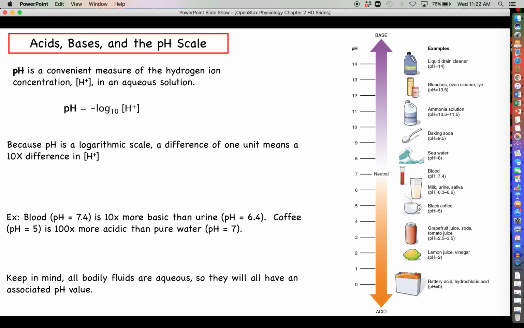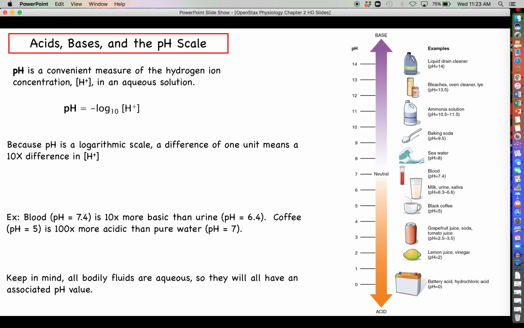So the reason why we ultimately want to be aware of this and keep track of this is that we don't want to forget that all of our bodily fluids are aqueous in nature. They use water as the solvent. Now, we've already seen how different fluids are different in their chemical composition. For example, intracellular fluid has a lot of potassium, extracellular fluid has a lot of sodium. But ultimately, because they are water-based, they are going to have associated pH values.